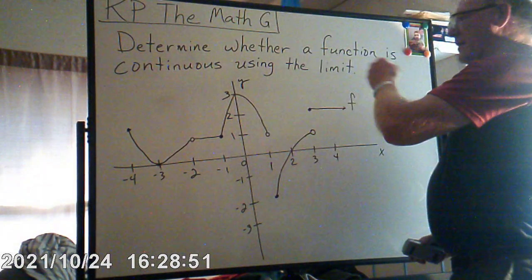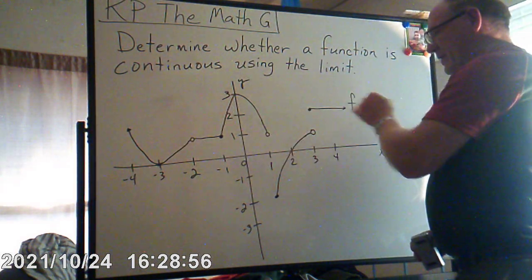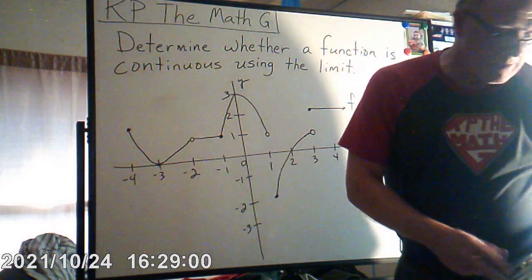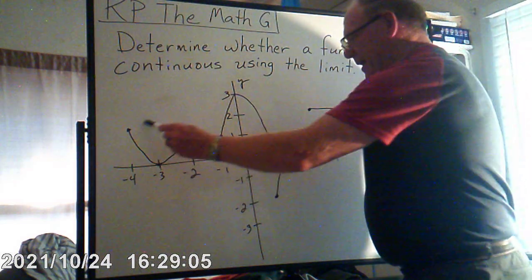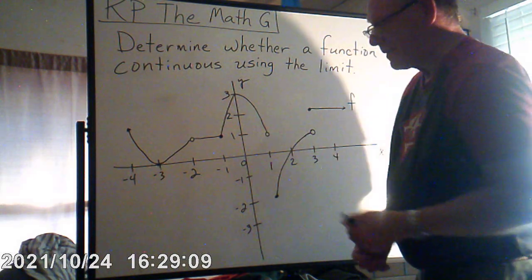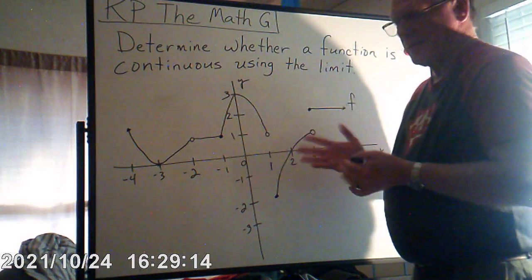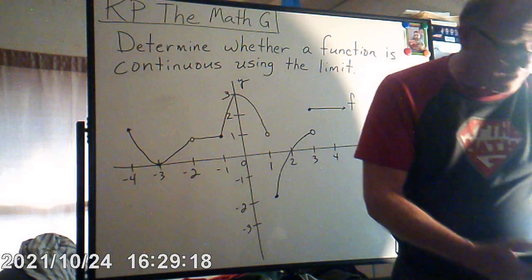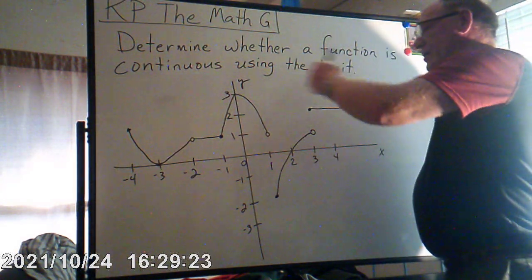We're going to look again at this function f. All of this is a piecewise function if you think about it. You have a piece here, a piece here, a piece here, a piece here, and a piece here. So it is a piecewise function. All of this is f. So what we want to do in this exercise is determine whether the function is continuous using the limit.